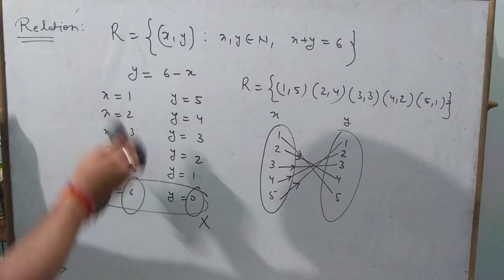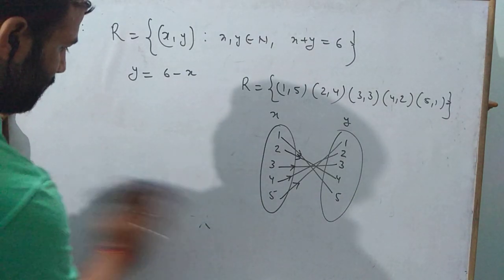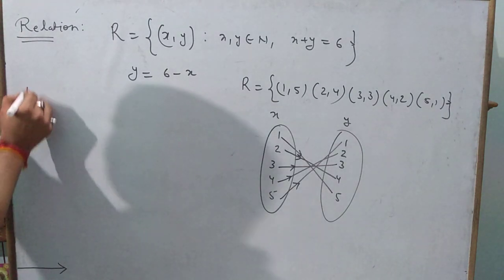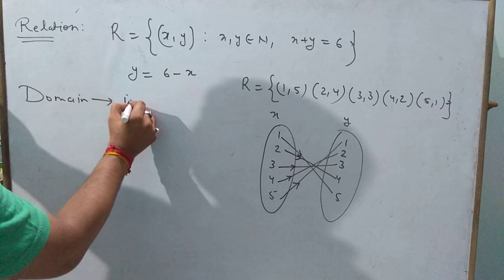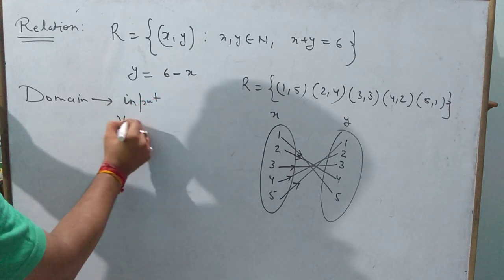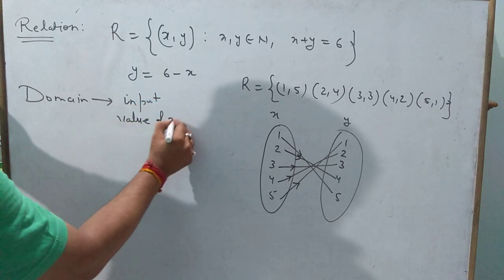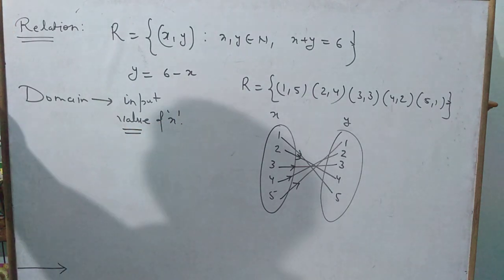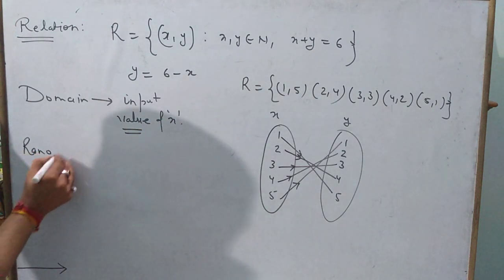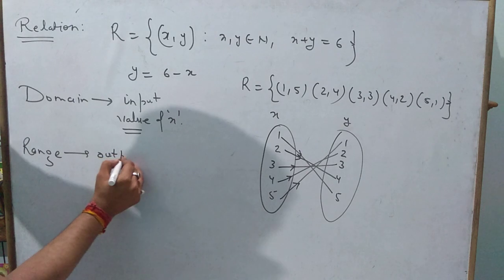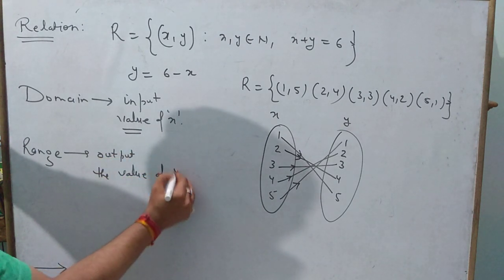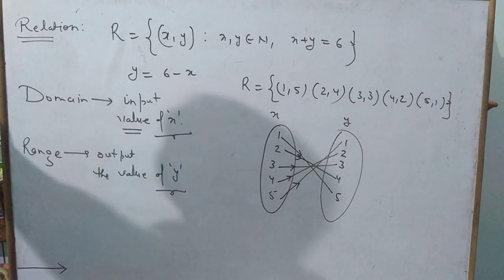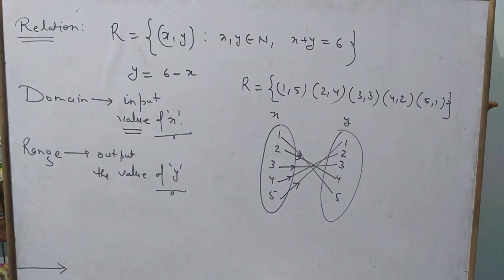Now after that, a very important thing in this relation is the domain. Domain basically means the input, that means the value of x. This is the meaning of domain. And the range means whatever the output is coming, that is the value of y. When we discuss real valued functions, domain and range are very important.